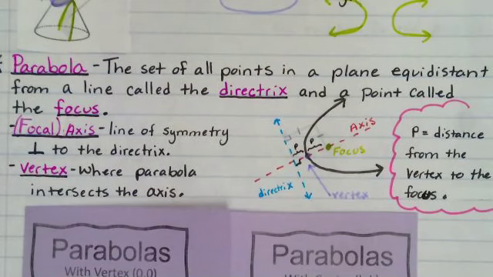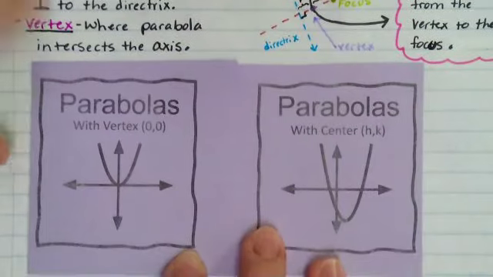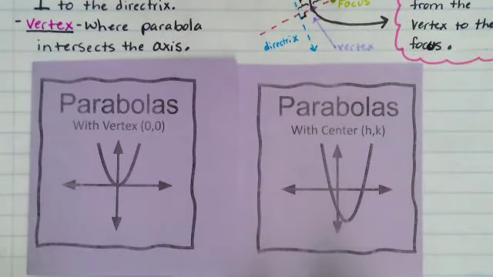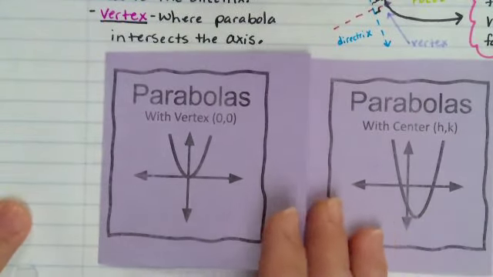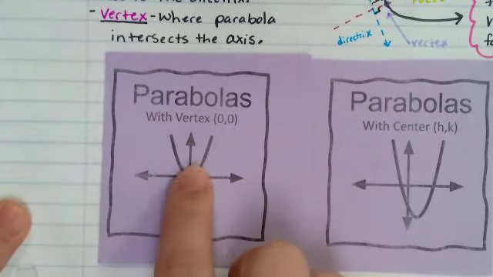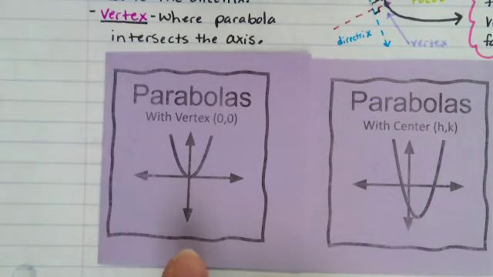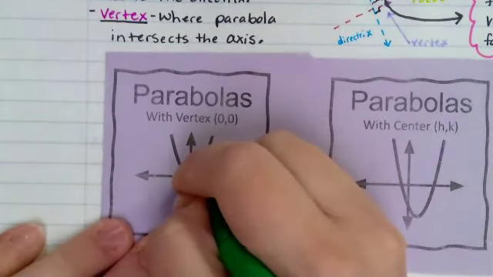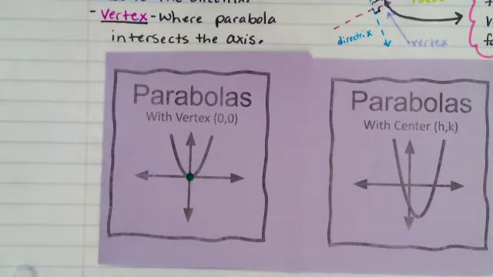Okay, now I also have for you guys to glue into your notes when you're in class these little foldable things. Okay, so we're going to focus first when we have a parabola that has a vertex at 0, 0, just like you see in this image right here. So this vertex at 0, 0, I'm going to maybe mark that, make that a little bit more prominent, okay? But that is what we're looking at right there.